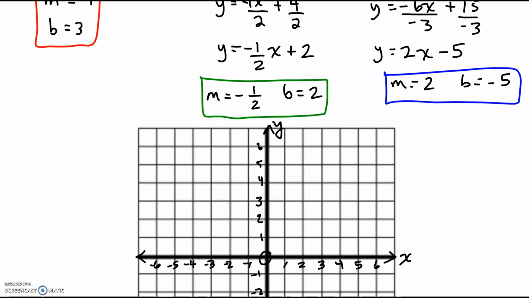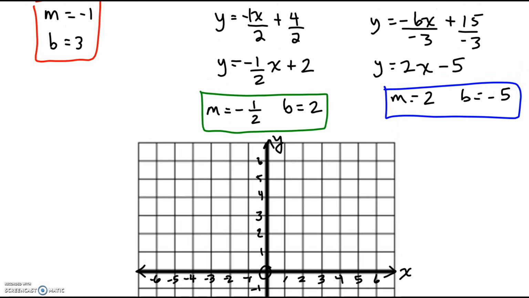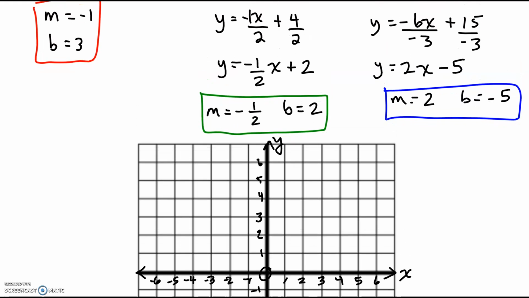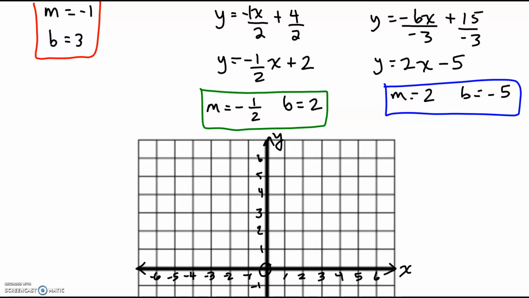So I need to see the m and the b. The m is negative 1, and the b is 3. So let's start by plotting my b on the y-axis at 3. Now my slope is negative 1, so we know that would be over 1. So this is my rise, and this is my run.